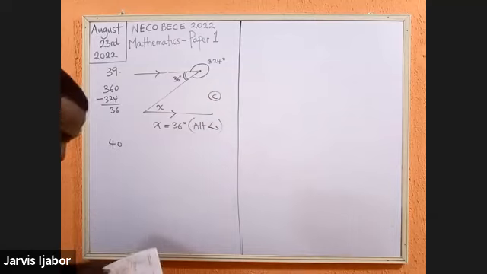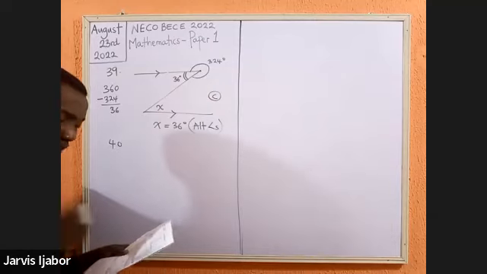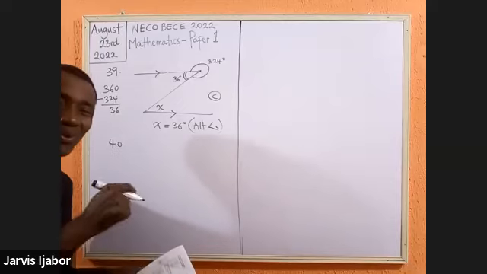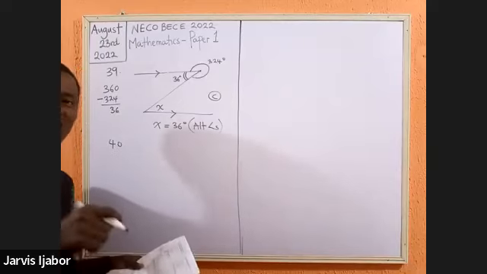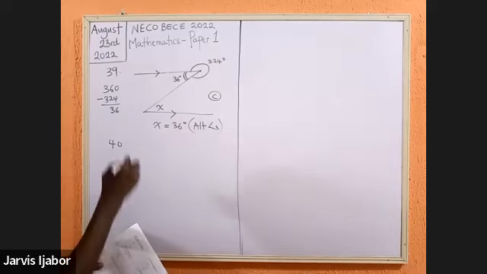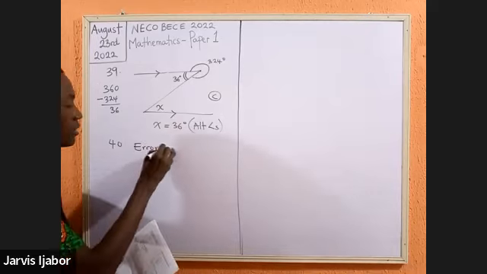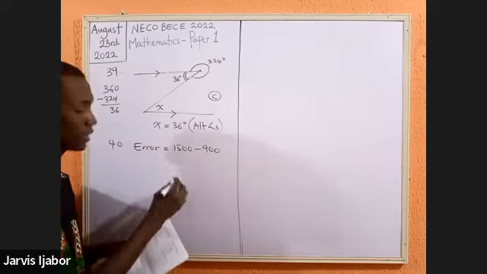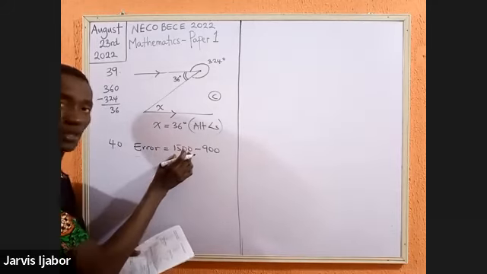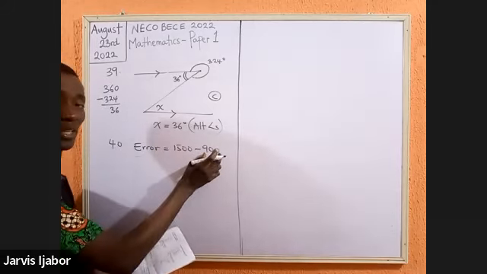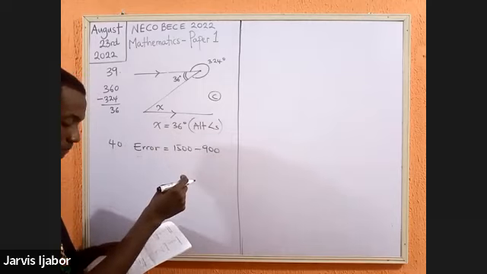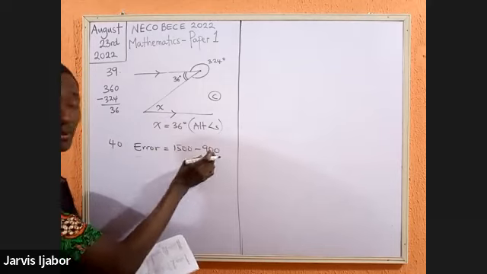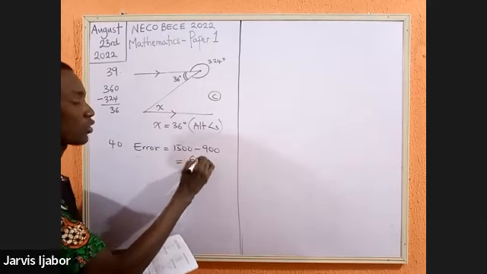Let's look at question 40. In a population of 1,500 students that was wrongly recorded as 900, find the percentage error. What is the error? The error will be equal to 1,500 minus 900. This is what it was supposed to be. This is what it was wrongly recorded as. So the error will be what? 1,500 minus 900, and that will give you 600.